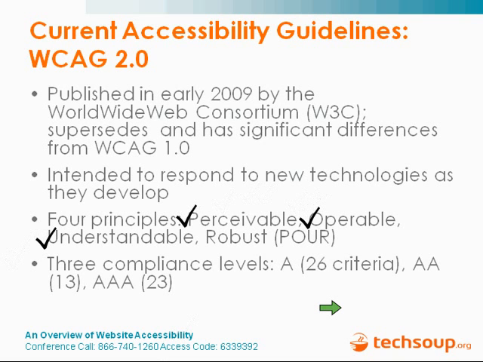And the final principle is robustness. Websites should remain compatible with assistive technology. The 2 guidelines for robustness have to do with using correct coding syntax and taking accessibility into account when using scripting languages such as Flash or Java.